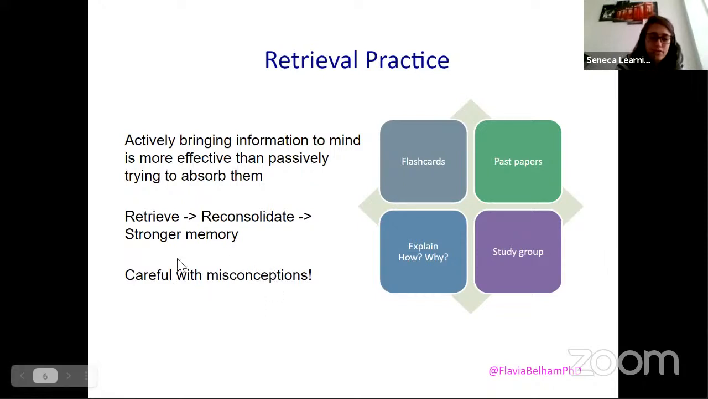The only thing to be careful with here is misconceptions. So retrieval practice does not differentiate right from wrong. So whatever you are retrieving and bringing back to mind will be your stronger memory. So if you are retrieving misinformation, misconceptions, something that you learned wrong initially, that will be the strong information in your head. So it's important for us as teachers to always check what students are doing, what kind of answers they are giving, so that we make sure they are not retrieving the wrong information. If you have any questions at any time, just go for it, okay? You don't have to wait until the end.